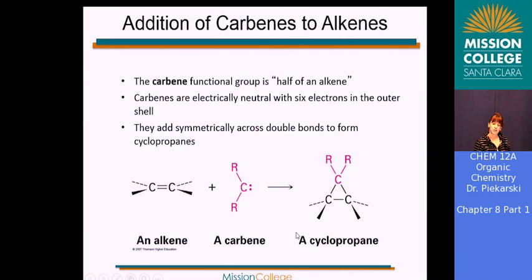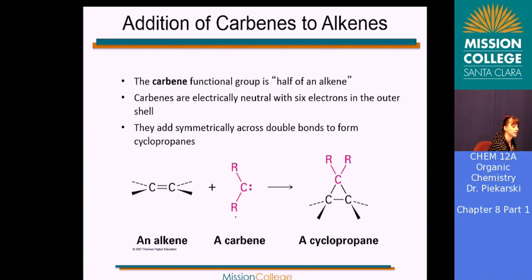The last reaction I want to talk about for this lecture, and then in the second lecture I'll keep going through all these reactions, is the addition of carbenes to an alkene. Now, what exactly is a carbene? Kind of a fun name there. It's referred to as half an alkene. Carbenes are electrically neutral, so no formal charges, with 6 electrons in their outer shell. So they are desperate to react, and they don't have an octet.